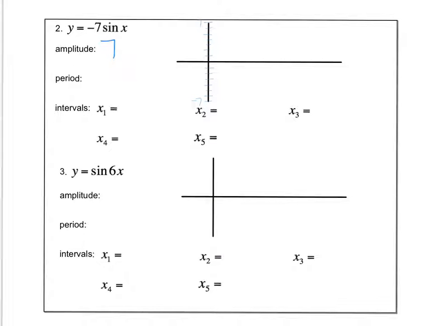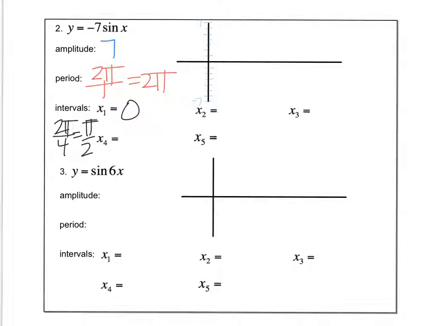To find the period, it's going to be 2 pi divided by b. What's b right now? Just 1. So you get 2 pi. Then to find your intervals, to find how much you're increasing by, how many sections am I splitting the graph into? 4. So you do 2 pi divided by 4. It's pi over 2. This is the same as the last one.